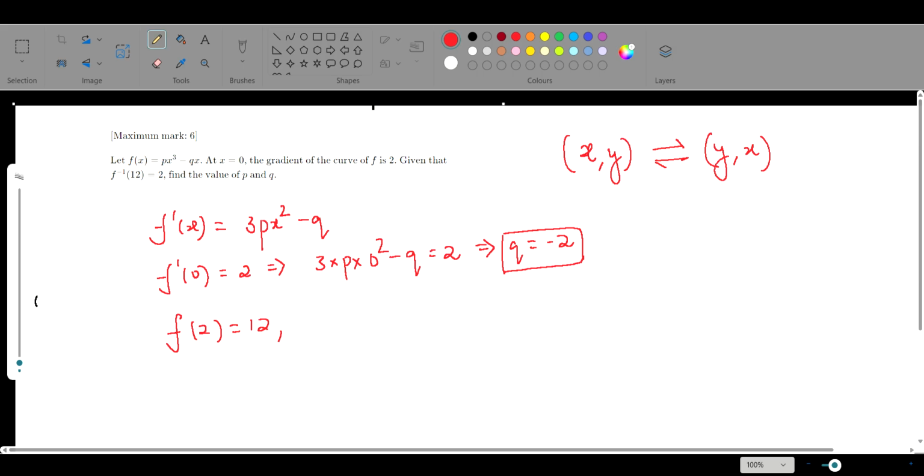How did you figure out the p? Simultaneous equation. Simultaneous equation? Okay. Where did you substitute x is equal to 2 in the original function px cubed minus qx?